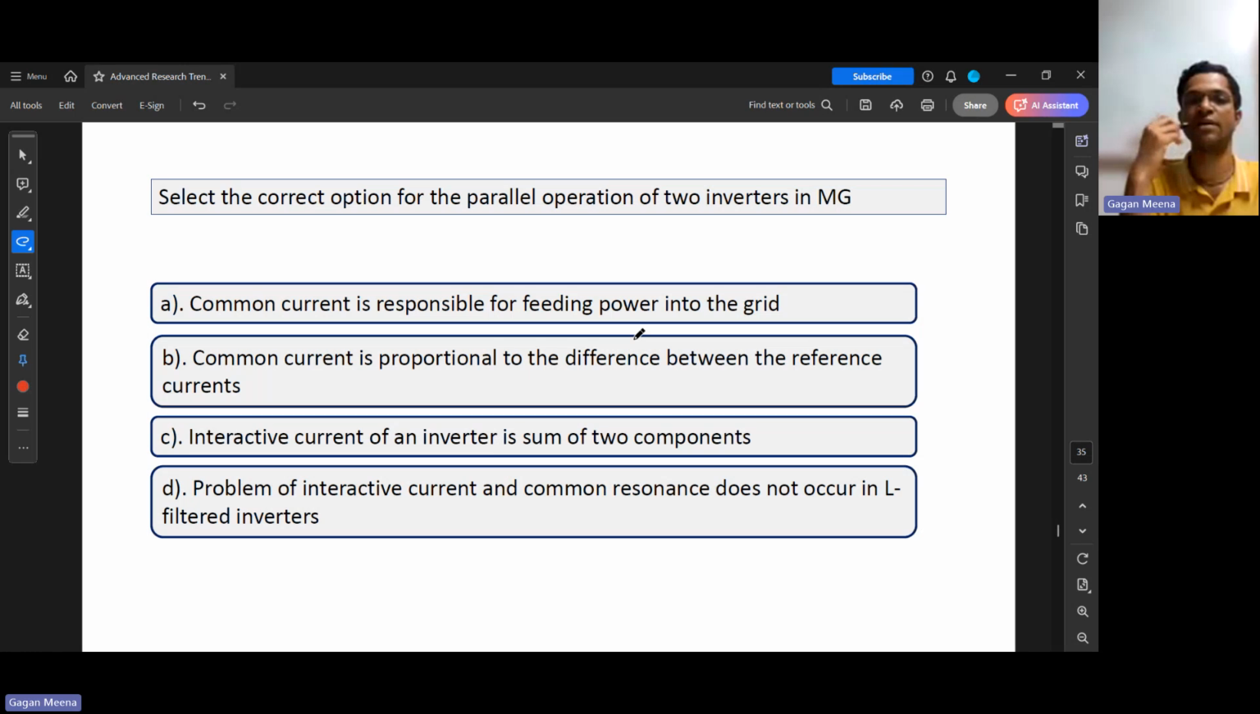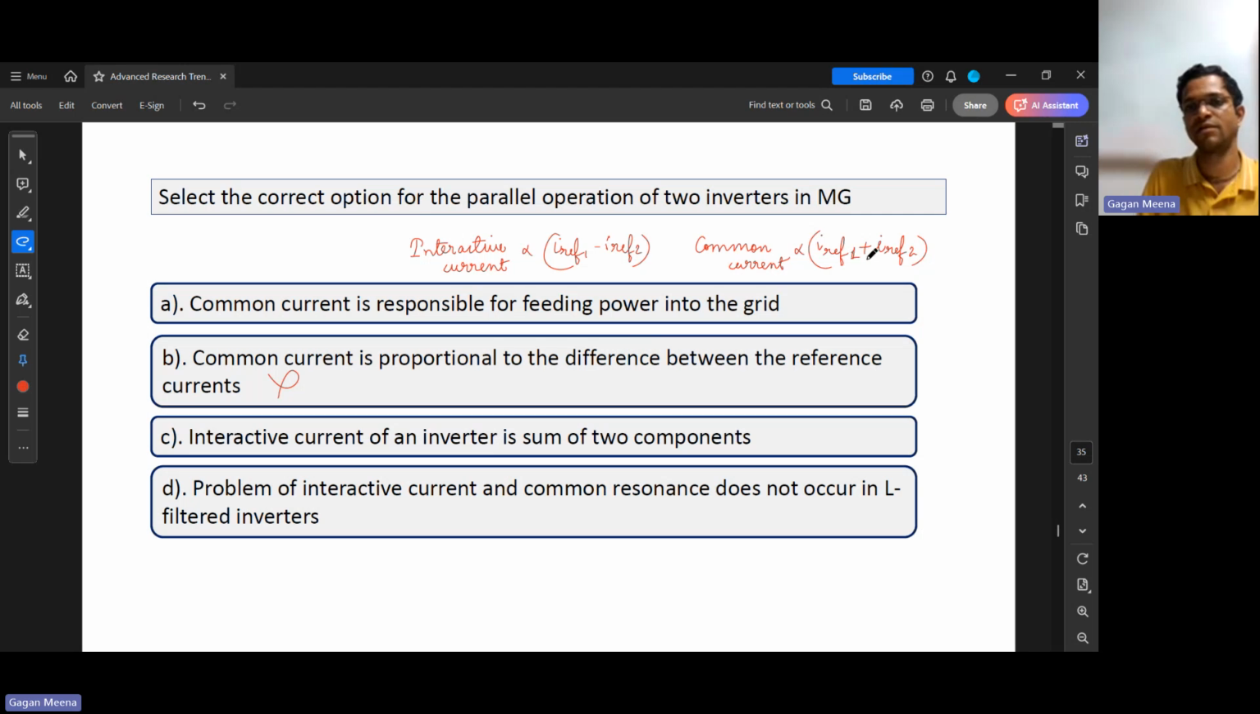Select the correct option for parallel operation of two inverters in microgrid. Common current is responsible for feeding power into the grid. Yes, it is correct. Common current is proportional to the difference between reference current. This is not correct. This interactive current is proportional to I ref1 minus I ref2, while the common current is proportional to I ref1 plus I ref2.